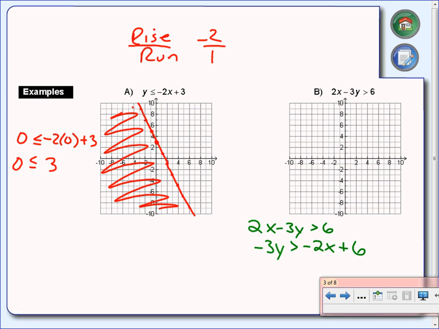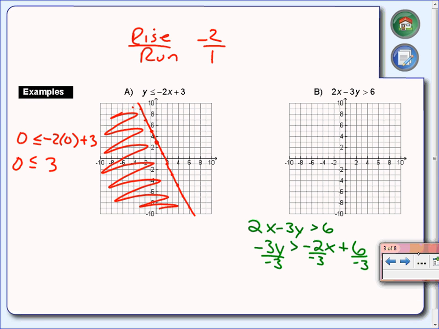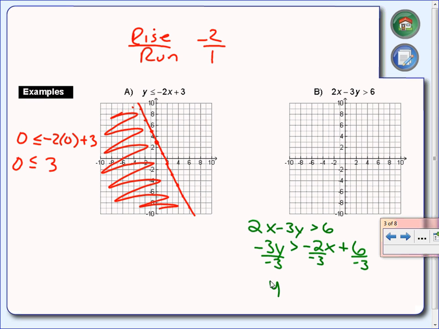We've got one more thing to do, and that's to divide everything by negative 3. When I divide by negative 3, all I have over here is the y. A negative divided by another negative turns this into a positive 2/3. Now notice, I'm going to leave it a fraction, guys, because this is slope. I need rise over run, so don't give me the decimal. Go ahead and leave it as a fraction. What about the 6 divided by negative 3? 6 divided by negative 3 gives you a negative 2.